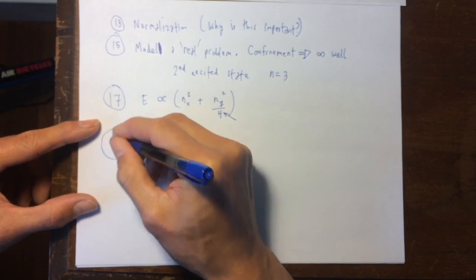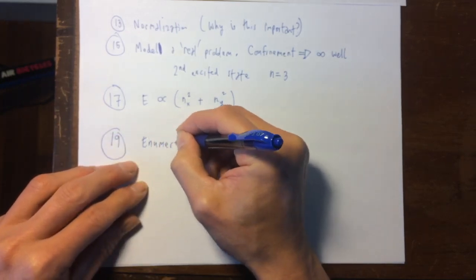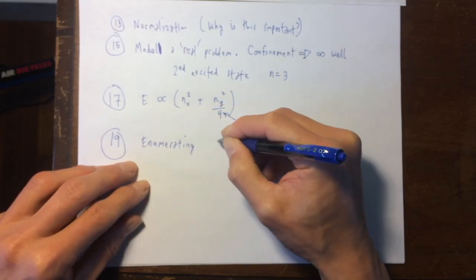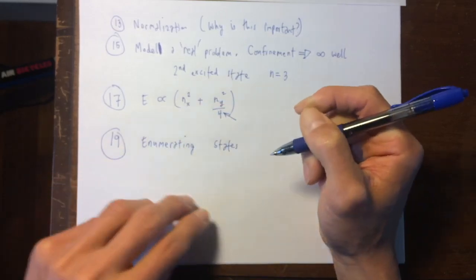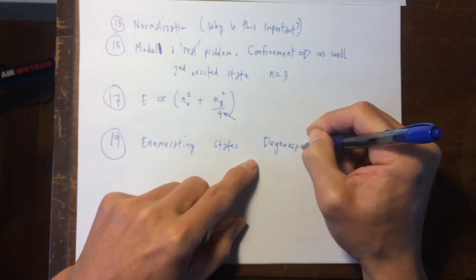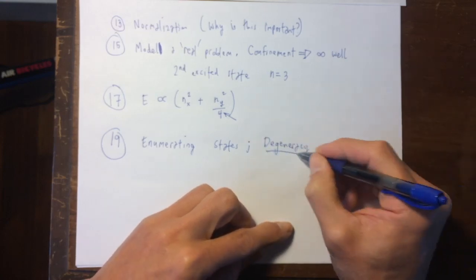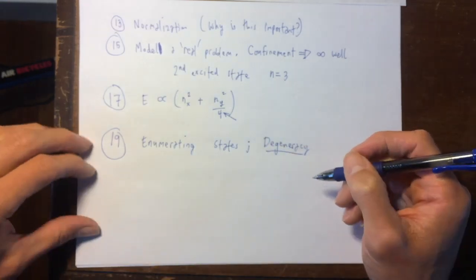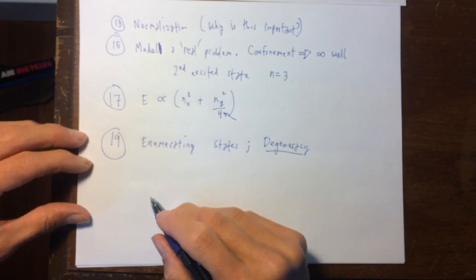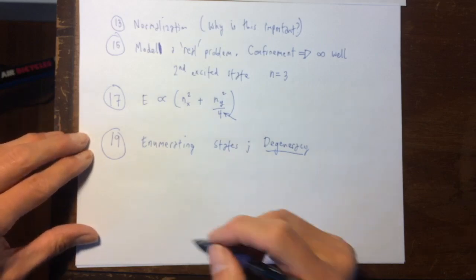Number 19 is a problem of enumerating states, quantum states. That is just listing them all out and keeping track of this new concept you're learning about called degeneracy. So enumeration of states is just listing all the possible states out, all the different states. That just means they have different quantum numbers.